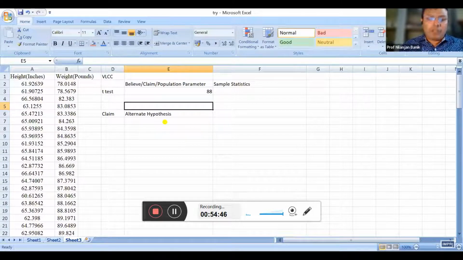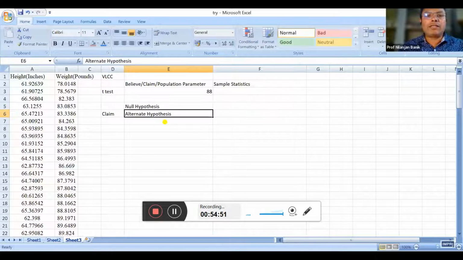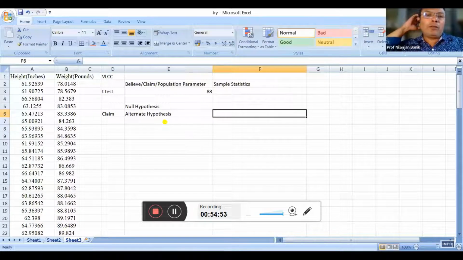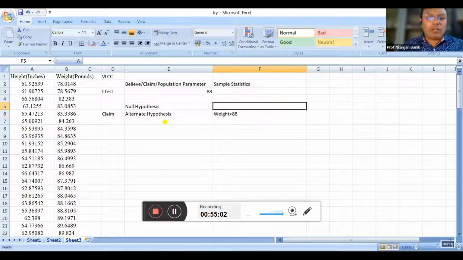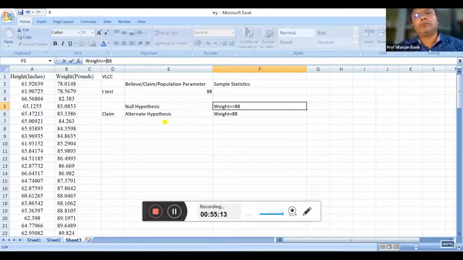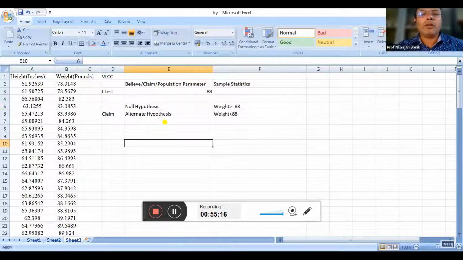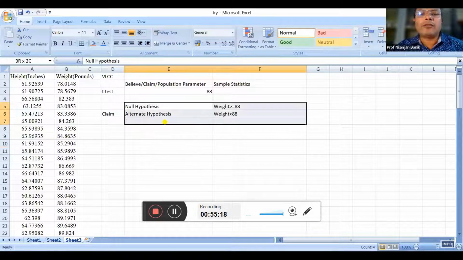So, and you also have null hypothesis. So what VLCC is saying, that if you come and join our program, your weight is going to be less than 88. What is the null? Your weight is greater than or equal to 88. Okay, so we are now going to test this hypothesis. Okay.